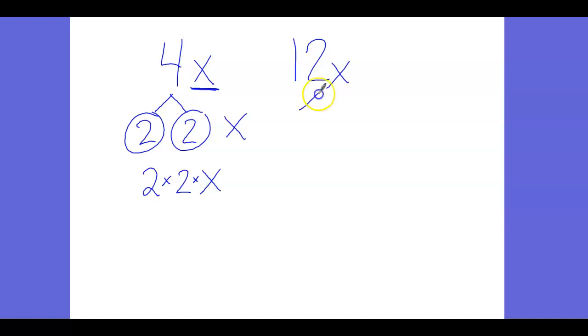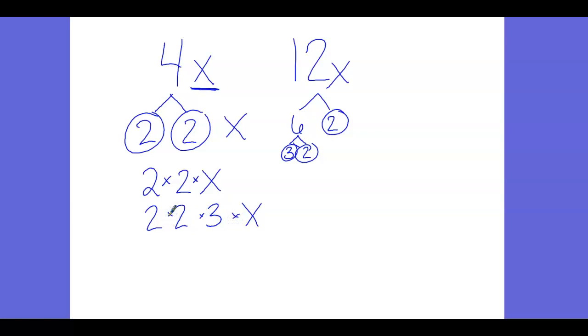Now, what can I break 12 into? 6 and 2. Are they both prime? No. 6 and 2. 6 can be broken into? 3 and 2. Are those both prime? Yes. Okay, so my prime factorization would be 2 times 2 times 3 times x. Okay, so these are all multiplied.